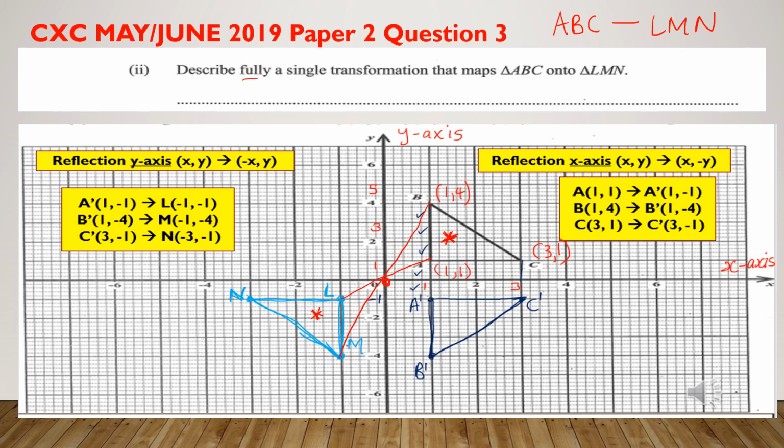So describe fully this single transformation. It is a rotation, because you can see that the triangle was upright before, ABC, and now it's upside down, it's rotated. So a rotation of 180 degrees about the origin, 0, 0.